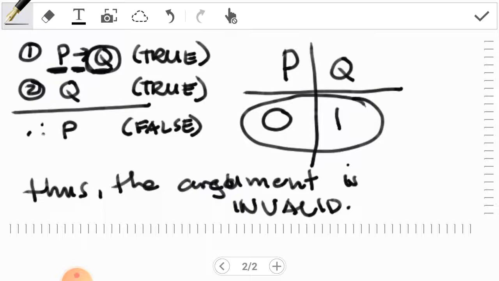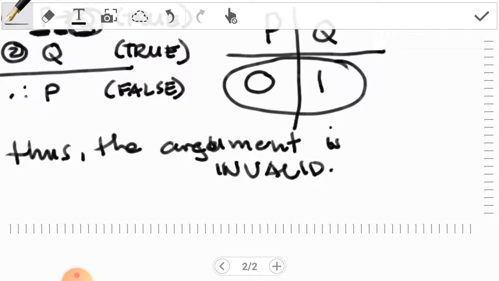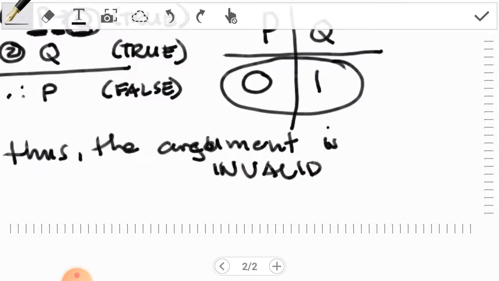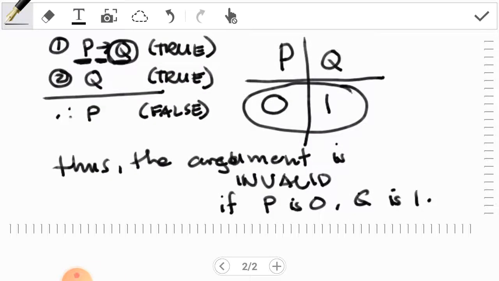So that will be the process. Thus, the argument is invalid. If you want to push through with this conclusion, thus the conclusion is invalid if P is 0, Q is 1. Or P is true, Q is false. Q is true. P is false, Q is true. So that will be the process.